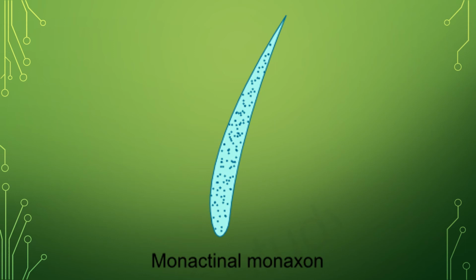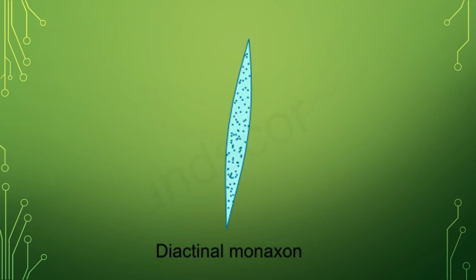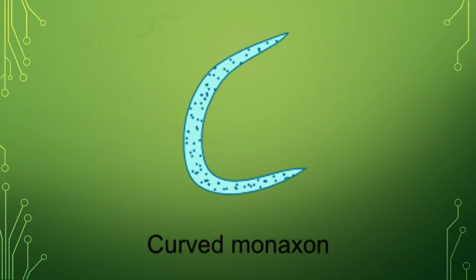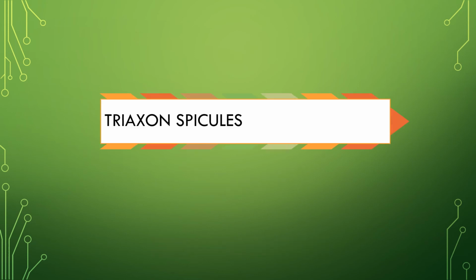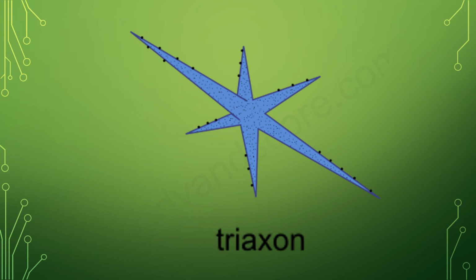In that, first one is monoactinal spicule. Here the growth takes place in one direction only. Second one is diactinal monaxon, in which growth occurs in both directions. Third one is curved monaxon. It is C-shaped structure. Triaxon spicules consist of three equal axes intersecting at right angles to produce six rays. It is the diagrammatic view of triaxon. It is common in the class Hexactinellida.